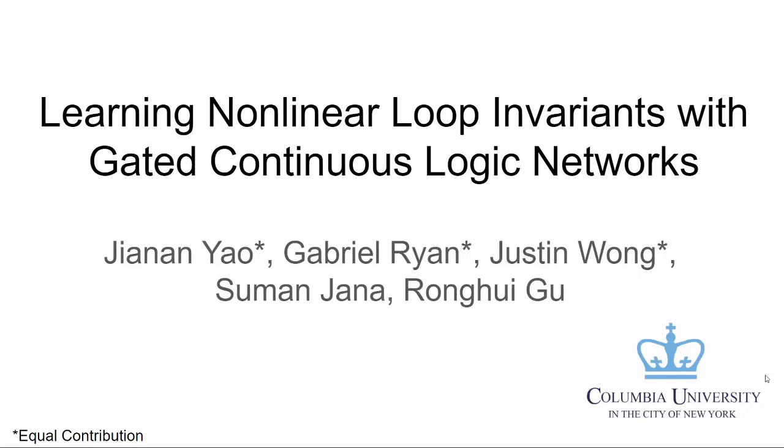Hi, I'm Jianan Yao, and I'm here to present the joint work with my collaborators at Columbia University, Gabriel Ryan and Justin Wong, advised by Suman Jana and Runhui Gu. We introduced gated continuous logic networks, GCLN, a neural architecture for inferring loop invariants.